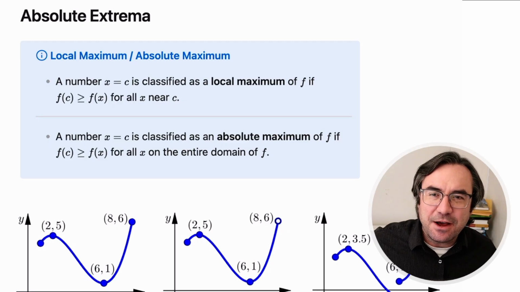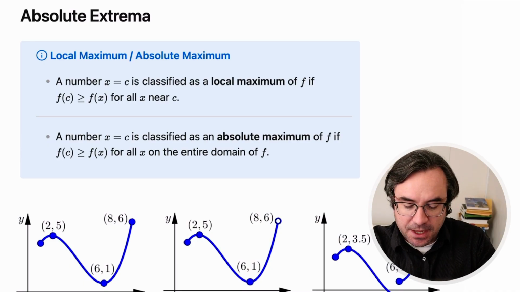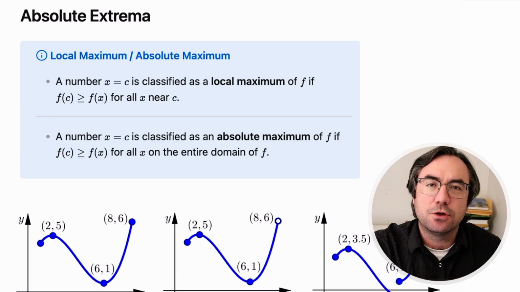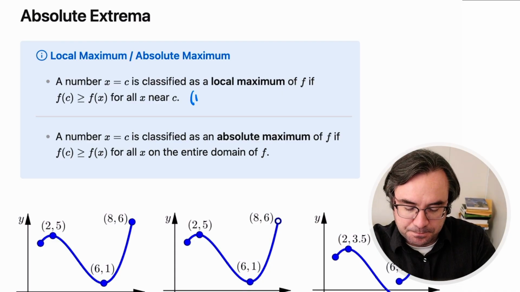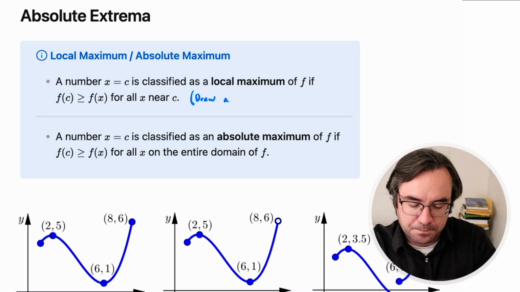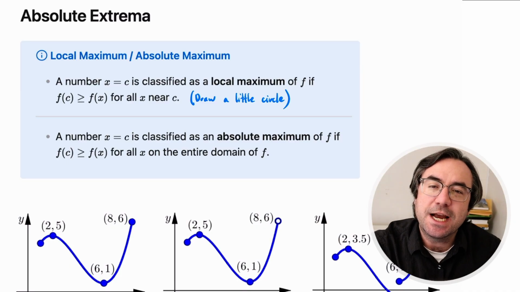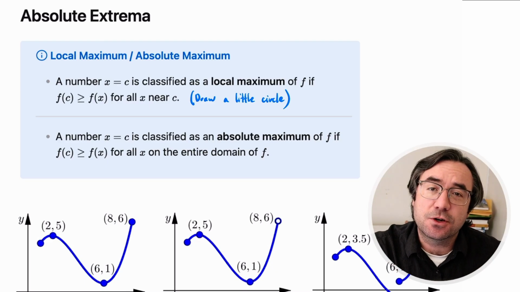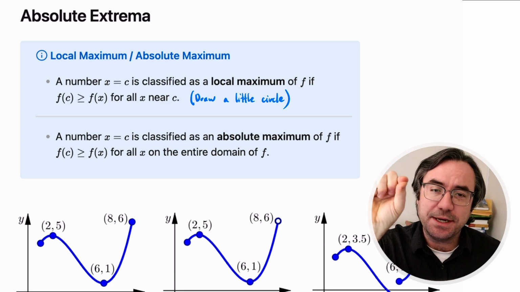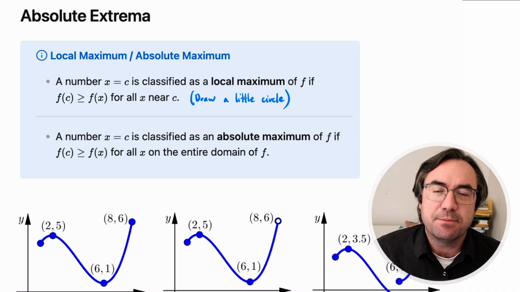All right, so how to picture this local maximum? The way to picture this is we want to draw just a little circle around our point that we think might be a maximum. And what we're doing is checking: if we look at just the section of our graph that's inside that circle, is our point higher than all of the surrounding points?